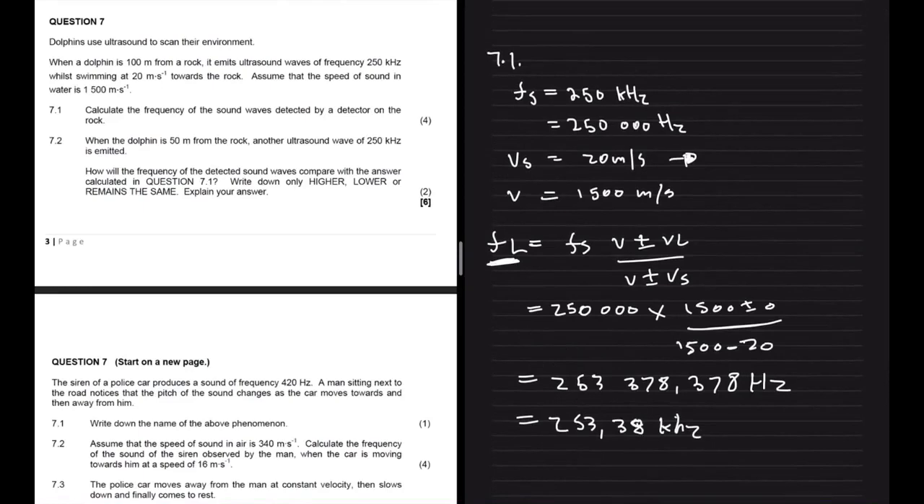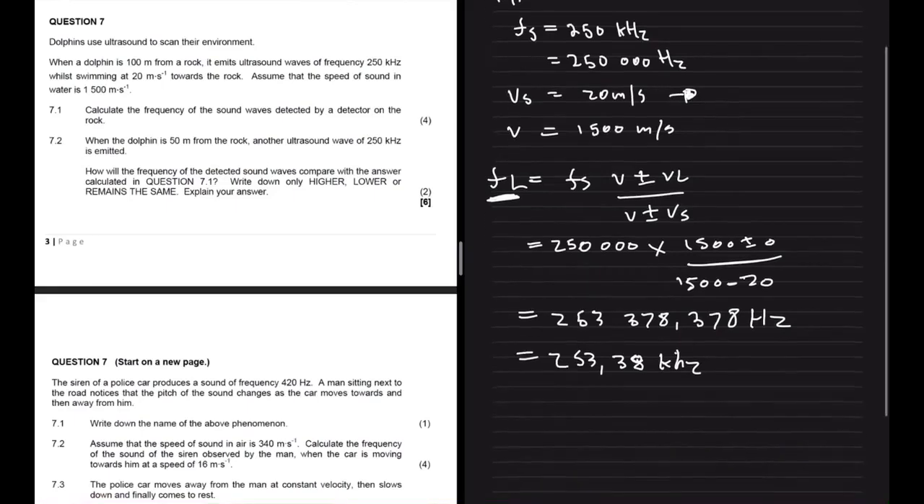Maybe one thing that will have thrown you off is the speed of sound in water. That is 1,500. Maybe you are used to the speed of sound in air, and then you sub in 340 or 343, something around that, and then you're completely wrong.